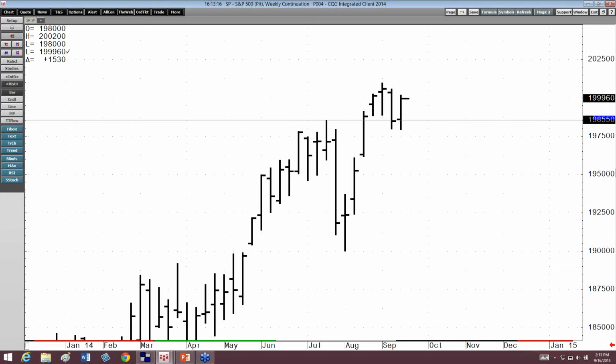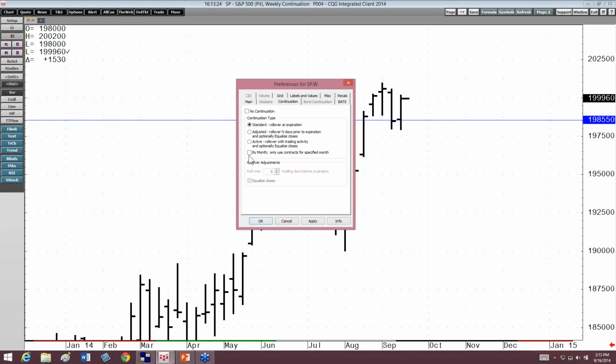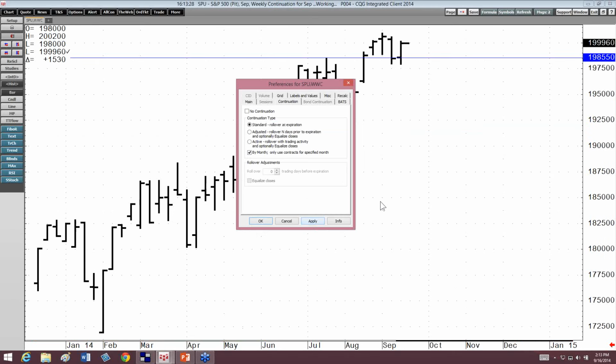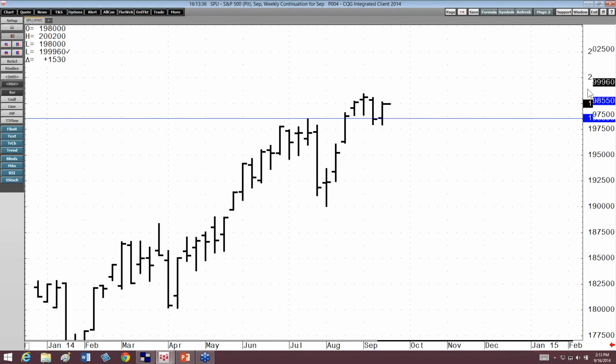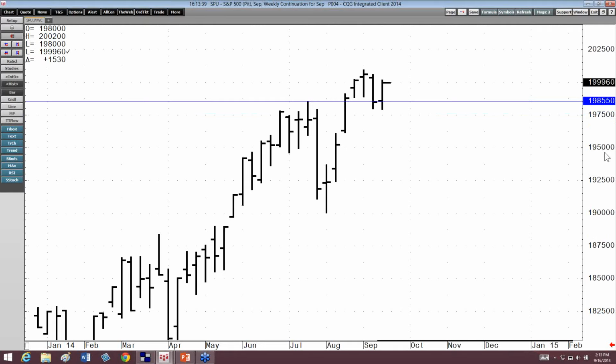Now, the number, hold on, just make sure. Okay, what I just did, I had the wrong chart up. What I just did is when the roll takes place in the market, I then go and use only the December contract. So in the S&Ps, I use only the December contract. I don't use the continuous contract. I want to see exactly where trade is taking place.